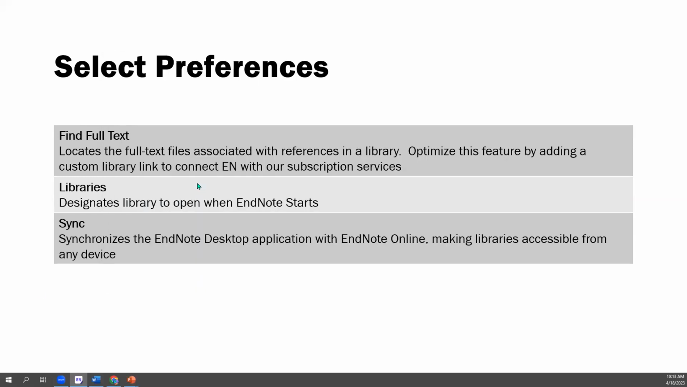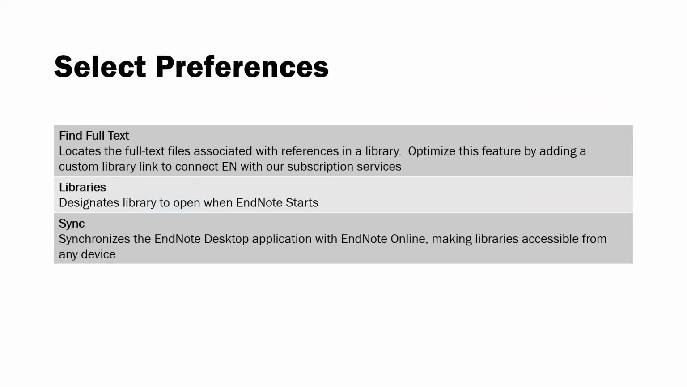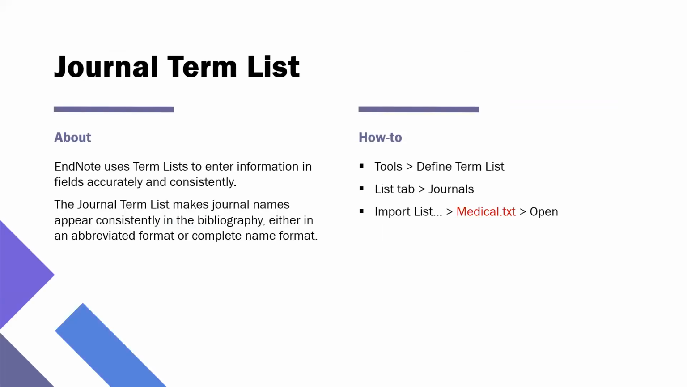So we're good to go on preferences for now. Next up is, I would say, probably even more important than setting your preferences, and this is the journal term list. EndNote uses term lists to enter information in fields accurately and consistently. And the journal term list is what makes journal names appear consistently in the bibliography, either in an abbreviated format or the complete name format.